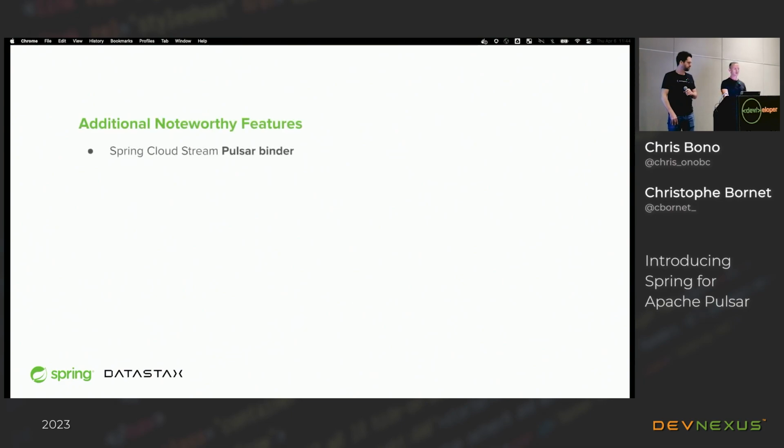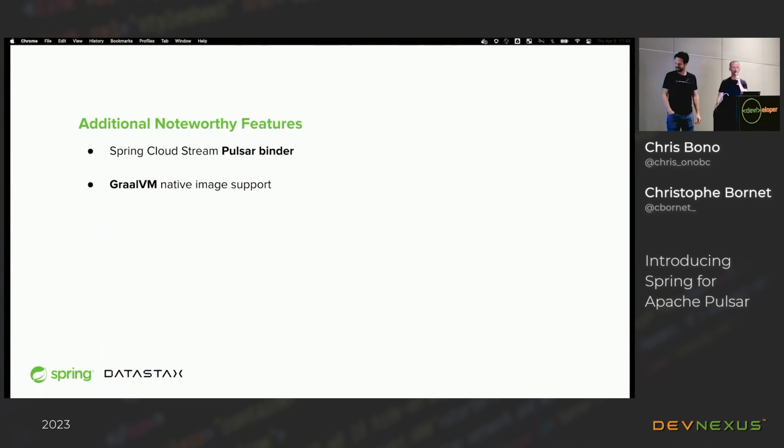What else? Spring Cloud Stream Pulsar Binder. If you've used Spring Cloud Stream, it is a way to bind your plain Java functions, suppliers, and consumers to your messaging middleware. In this case, Pulsar is the interest. Imagine if I have a POJO function, I can say this input parameter comes from the user topic, and this output parameter goes to the registered user topic, for instance. Through some configuration, you can actually wire that up.